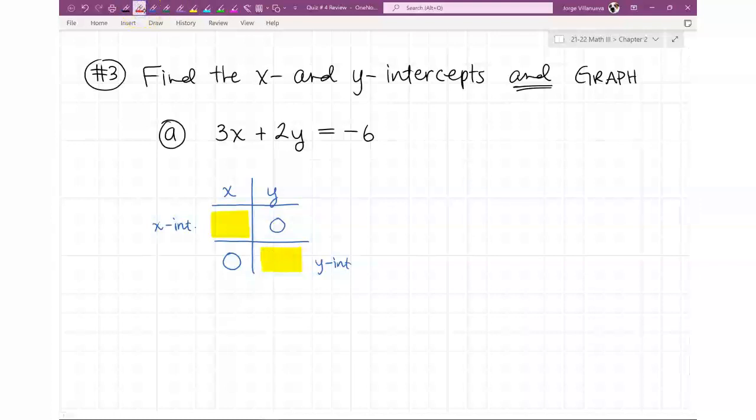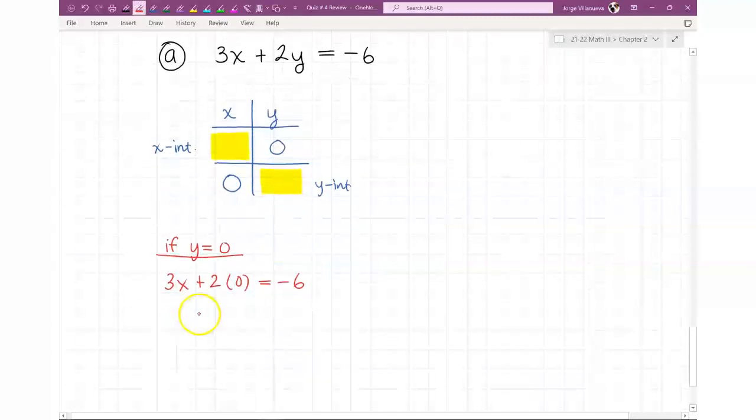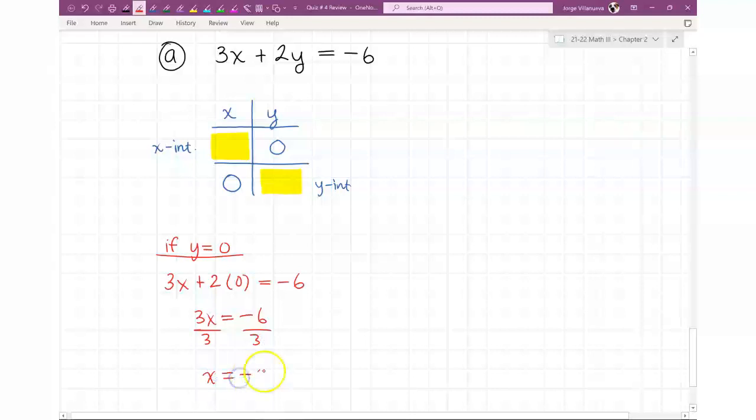I shared with you guys that when I learned this the first time, my teacher said make if statements, right? In other words, set up your problem. I'm gonna let y equal 0, so I'm gonna say if y equals 0. What would happen if y equals 0? Well, I got my main equation up there, so let's plug in a 0 for y. So 3x plus 2 times 0 equals -6. So that's 3x equals -6. And if you divide by 3, you get x equal to -2. So I'm going to put -2 right there. Notice that's my x-intercept is -2.